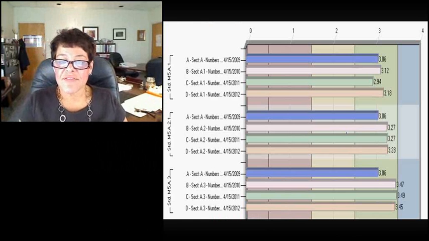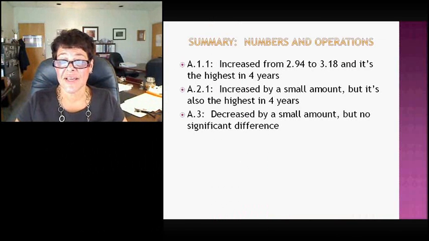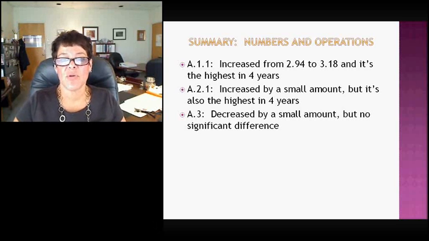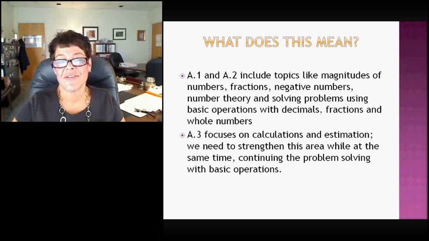In the anchors that fall under A1, A2, A3, you can see that for the most part, we had pretty good growth and achievement in those anchors. Specifically, in anchor A1.1, we increased from 2.9 to 3.1. That's the highest in 4 years. In our anchor A.2, we increased by a small amount, but again, the highest in 4 years. And in A.3, we decreased by a small amount, but there's really no significant difference.